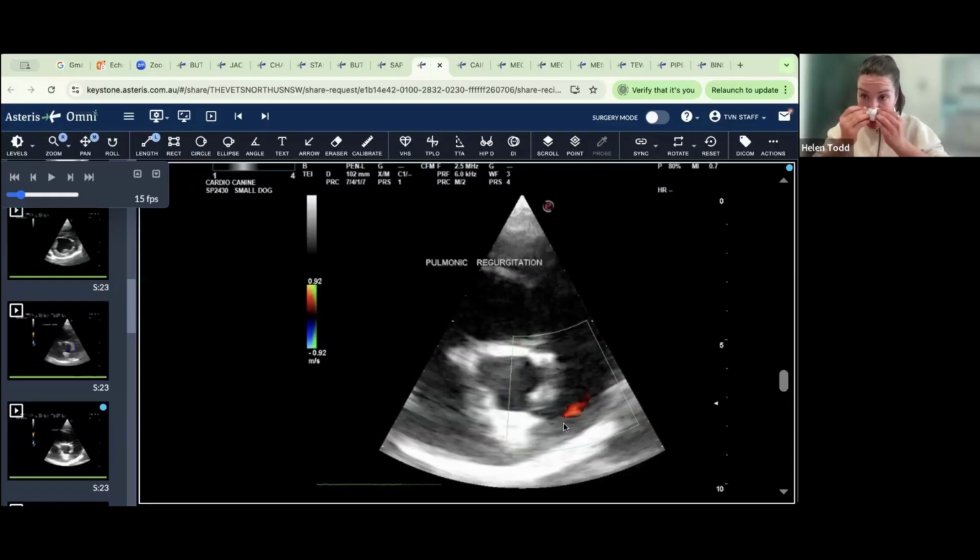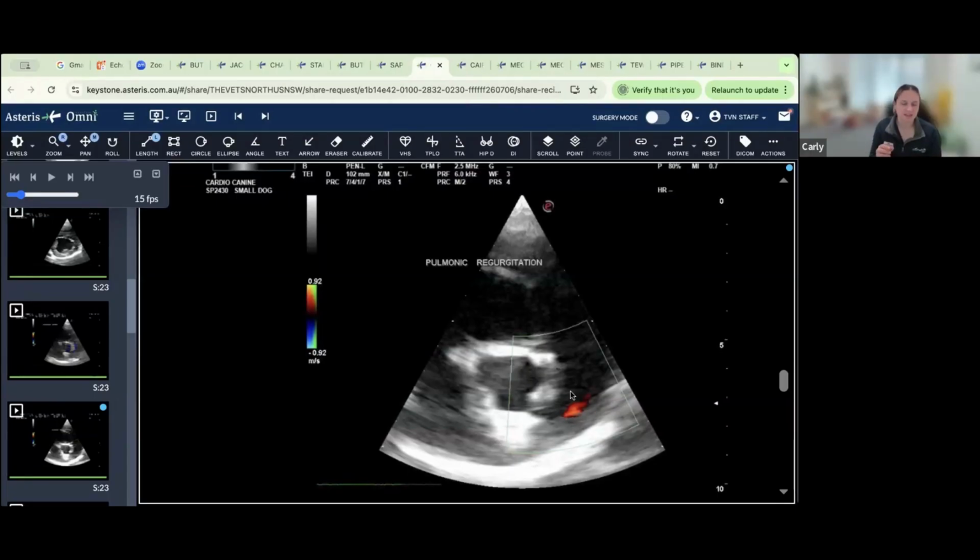We often get some other changes, like some post-stenotic dilation, but that's not always the case. It's quite variable. So that pressure gradient can be really, really helpful to make that diagnosis. And we're making that diagnosis in context with the whole patient as well, of course. You know, if you've got a young dog.